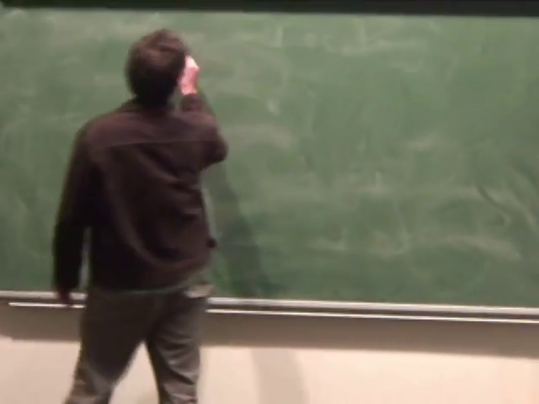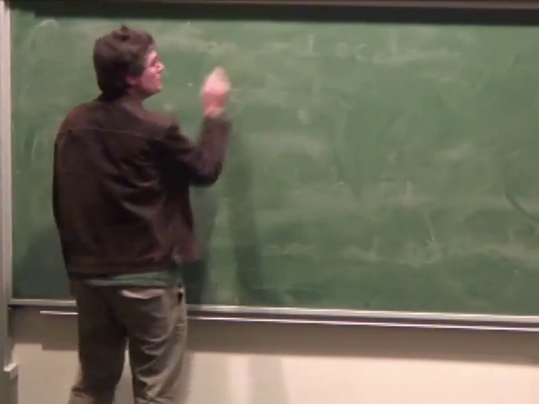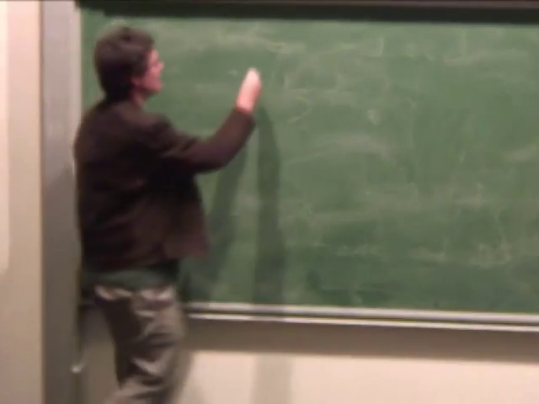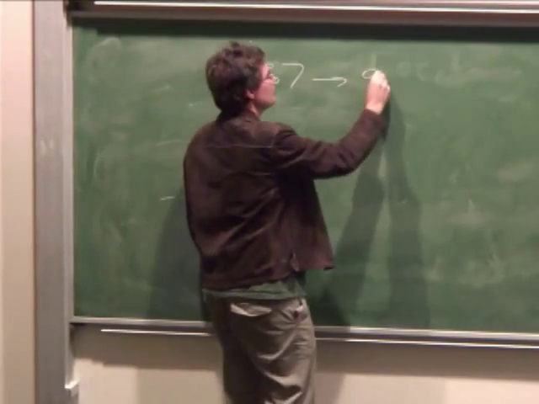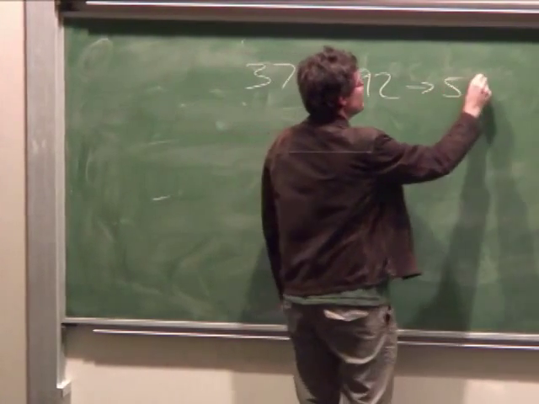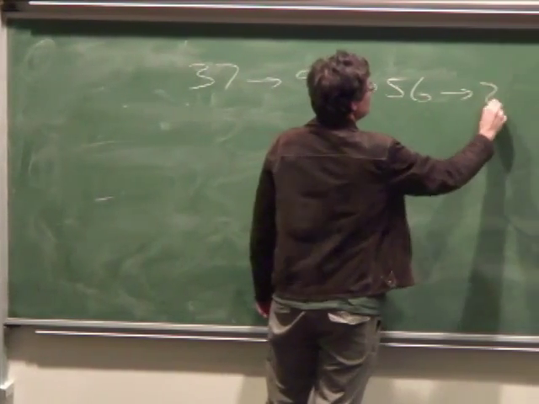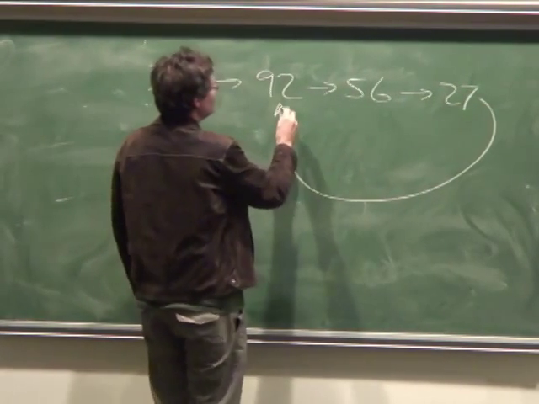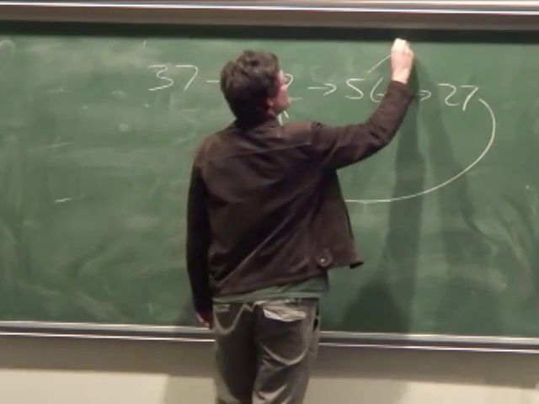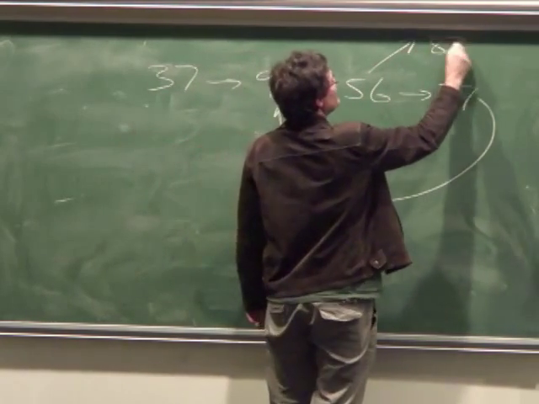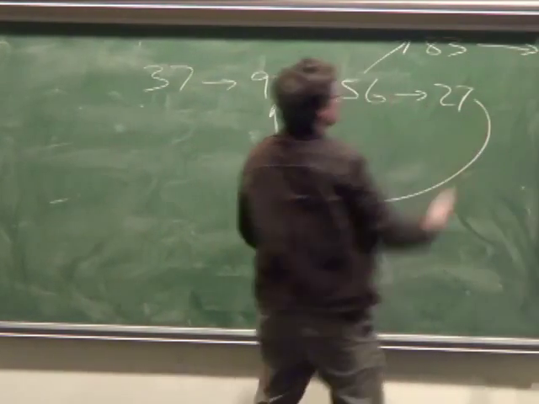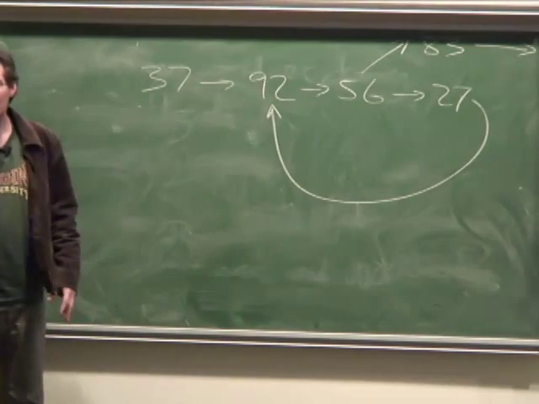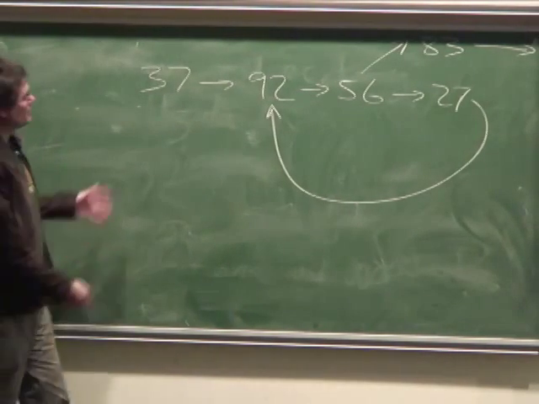The question was, is it possible your sequence is toddling along like this? Imagine these are 10-digit numbers. You produce 37, then 92, then 56, then 27, and then 92, then 56, and then 83. Could you do some sort of loop like that? And can everyone see the answer is no, with the method we've got.